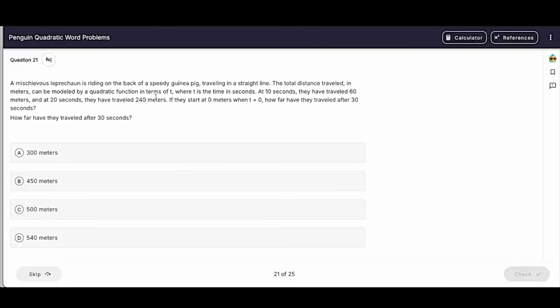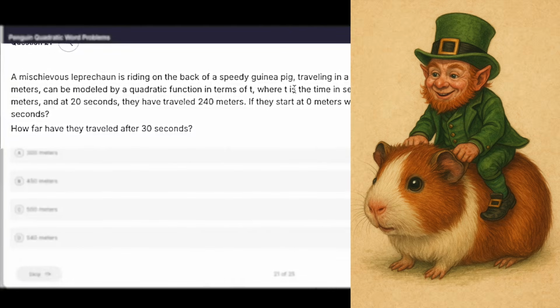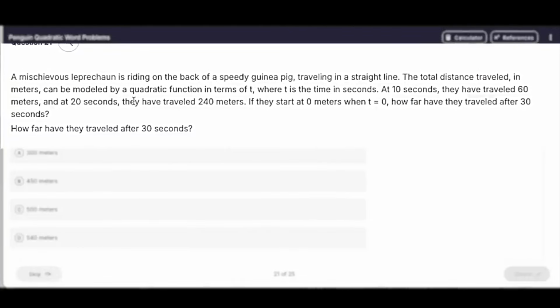It says this leprechaun is riding on the back of a guinea pig and they're going in a straight line. And it tells us that it can be modeled with a quadratic function. So we know that that's already what we're dealing with. And it is also giving us some information about certain points in time and how far they have traveled. It looks like they're giving us 2 points.